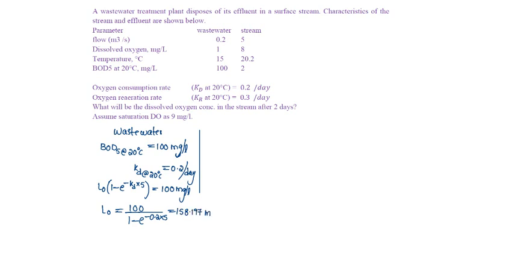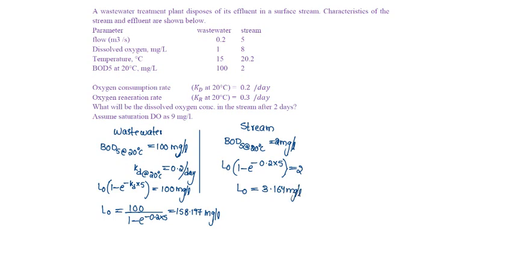158.197 mg per liter. Whereas in the stream, BOD5 at 20 degrees centigrade is given as 2 mg per liter, that is L0 into (1 minus e power minus Kd, which is 0.2, into 5 days), which is equal to 2. From this, L0, the ultimate BOD, will be equal to 3.164 mg per liter. This is for the wastewater, say WW.